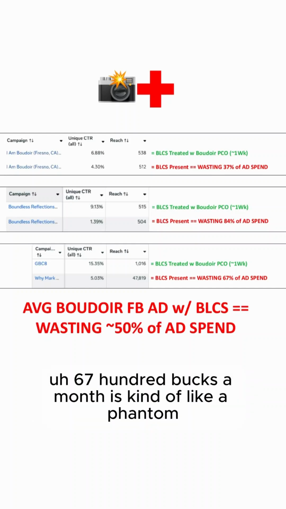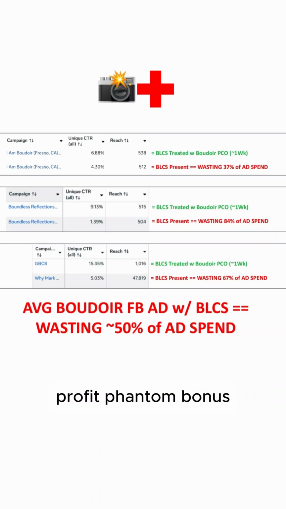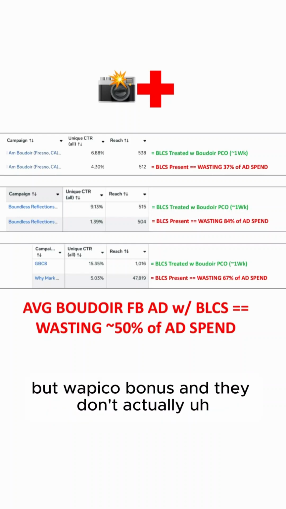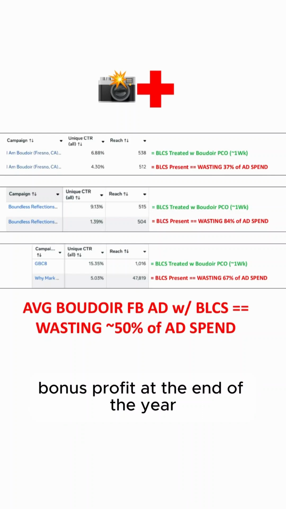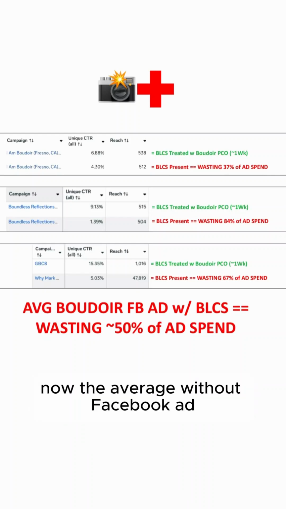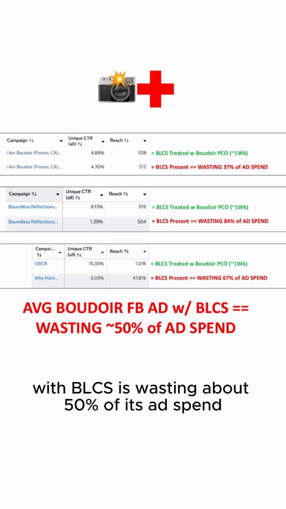6,700 bucks a month is kind of like a phantom profit, a phantom bonus, a Boudoir Pico bonus, and they don't actually need to do any extra work. That's kind of like 80K extra bonus profit at the end of the year.